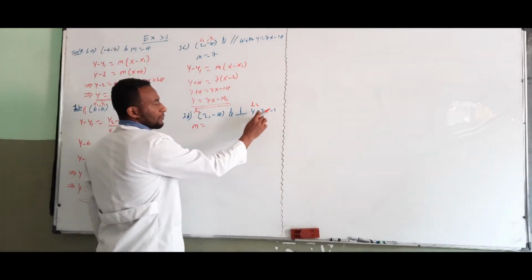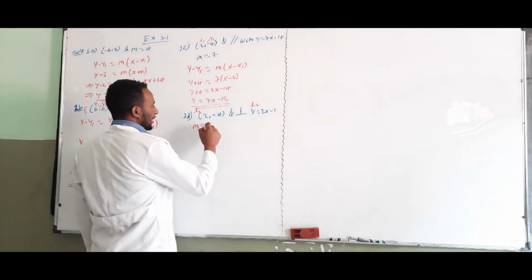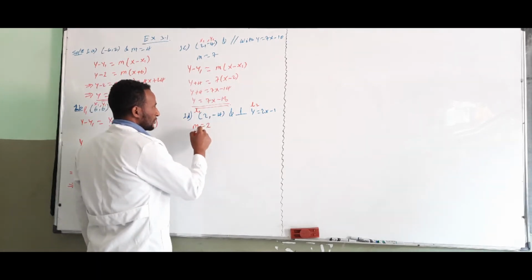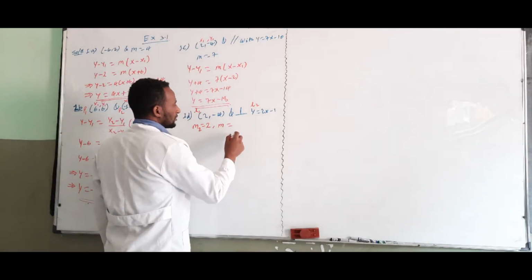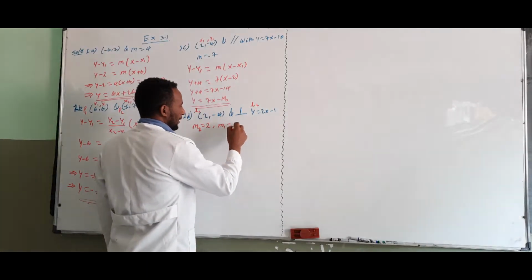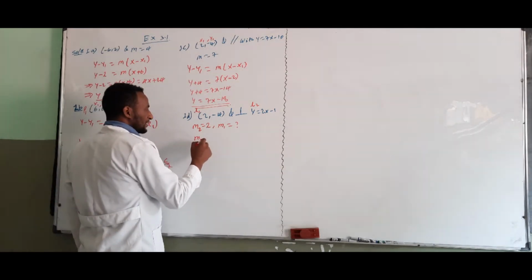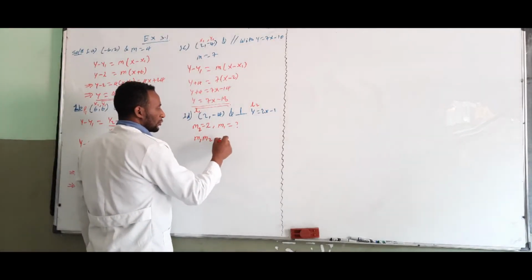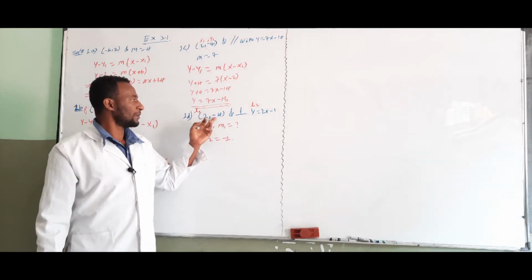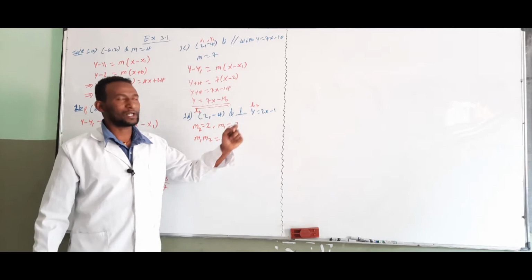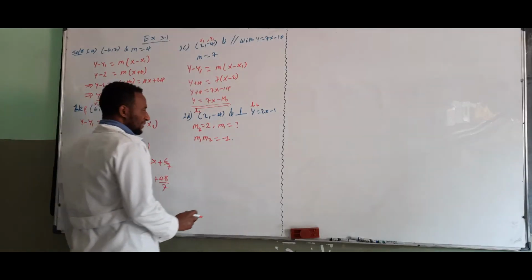Then m1 is not given for us. We can get m2 from the given equation of line 2, which is 2, and we don't know m1. Then we can get m1: m1 times m2 is equal to negative 1, because the line that passes through (2, -4) is perpendicular with the line y is equal to 2x minus 1.